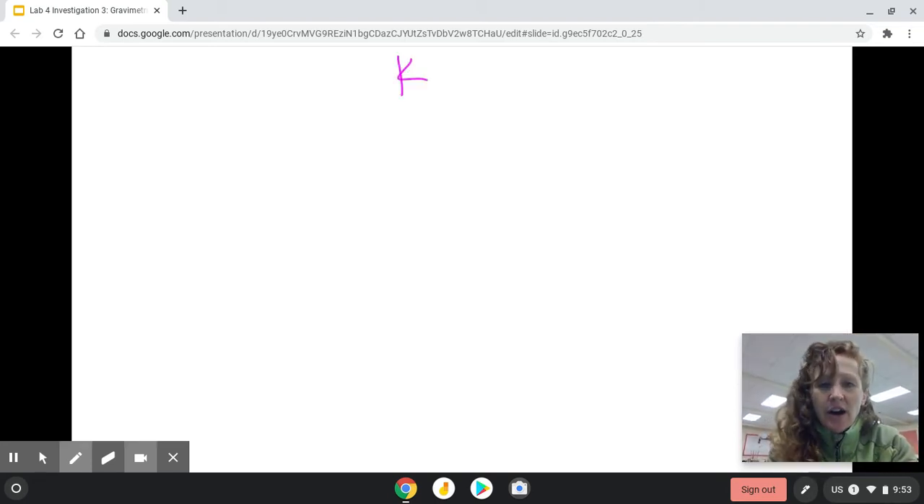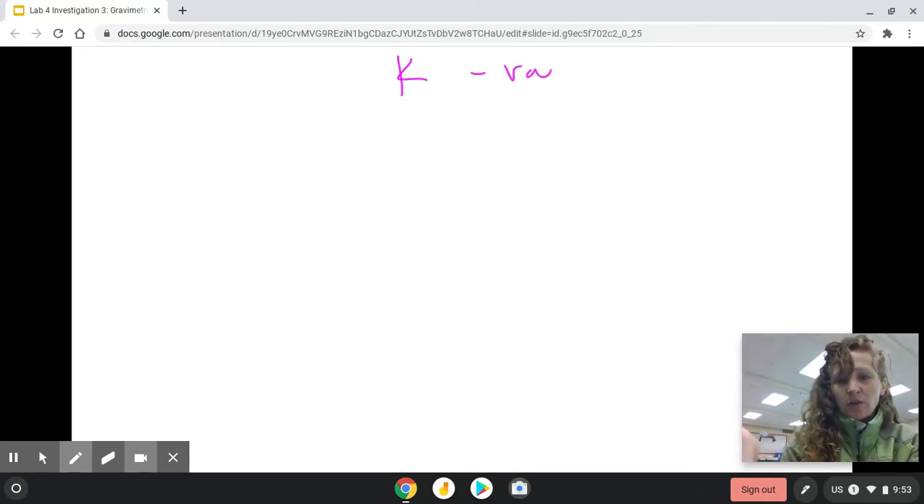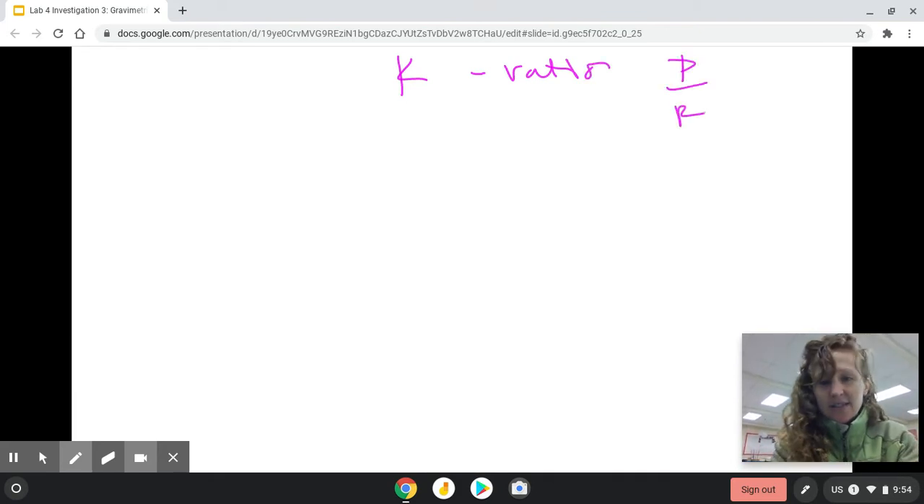So this term K does have a real name. It's called the law of mass action. But what K really is, is a ratio. K is a ratio between products and reactants, usually measured in concentration or molarity. The reason that we calculate K, and what we use K for, is to tell us where a reaction stops.